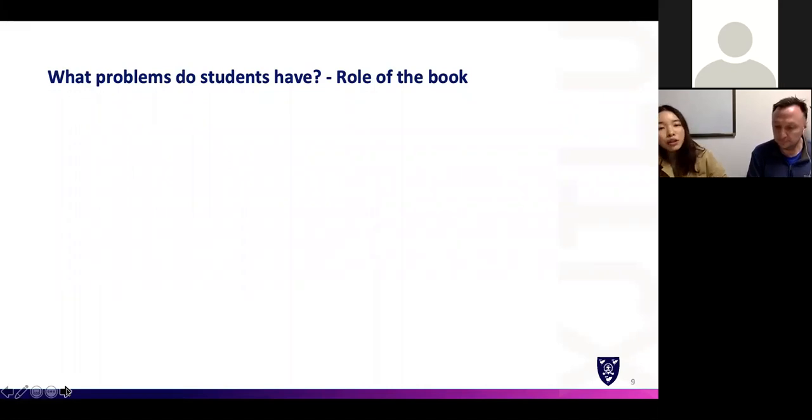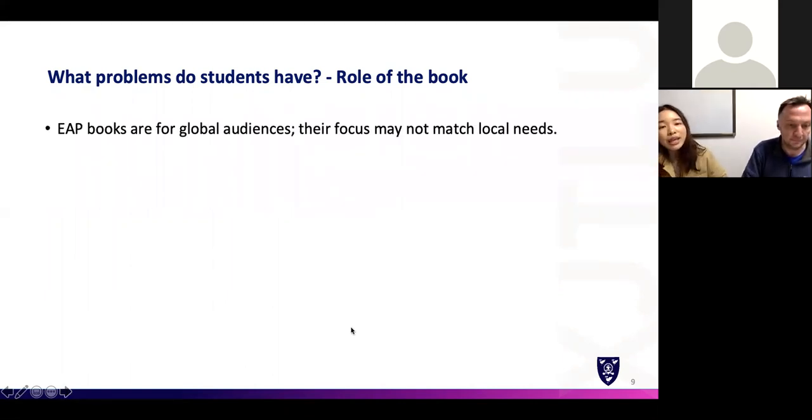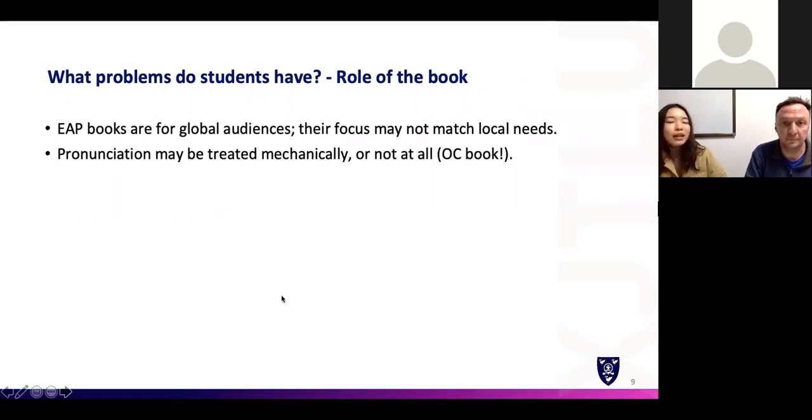And now let's have a look at what problems students have, considering the role of the textbooks. Okay, so number one, the EAP textbooks are for global audiences and their focus may not really match local needs. I guess some of you also have the same feeling. Also, pronunciation may be treated mechanically or not at all. For example, think about the oral communication book we used for EAP 0 to 7, especially for those teachers who teach on-site classes, including me.